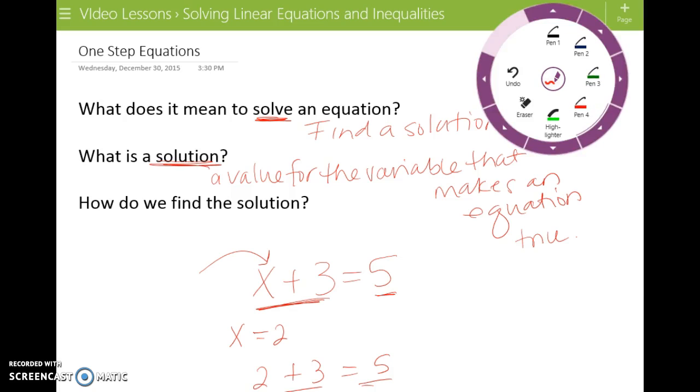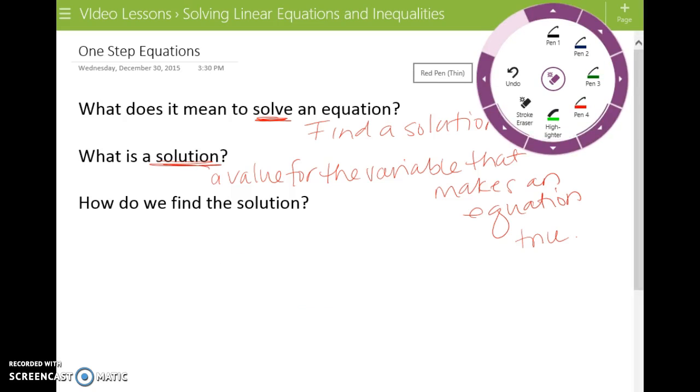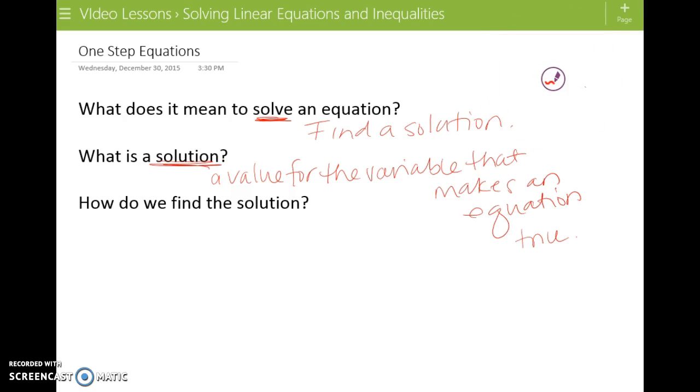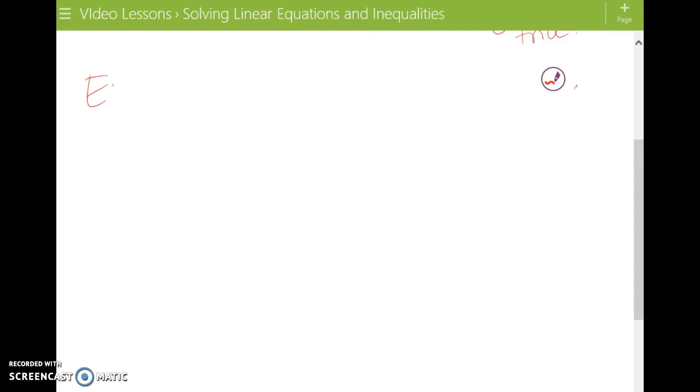So what we're going to be focusing on is how do you find the solution. We're going to use the properties that you learned about. Those give us permission to move things around in an equation in order to find the solution. All right, let's start with our first example. And you can put these in the boxes on your page. B plus 6 equals 10.